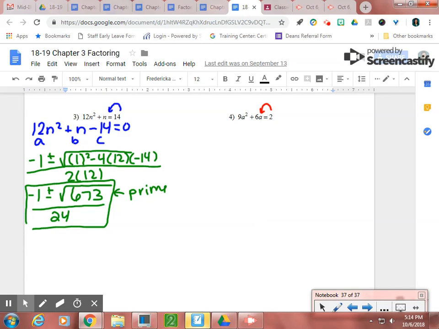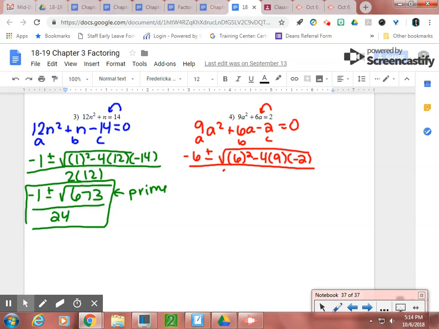Same thing over here. Move that all to the same side. So 9a squared plus 6a minus 2 is equal to 0. So these are your a, b, and c values. The opposite of b is negative 6, plus or minus the square root of 6 squared minus 4 times a times c, all over 2a. When I solve this, I get negative 6 plus or minus the square root of 108, all over 18.